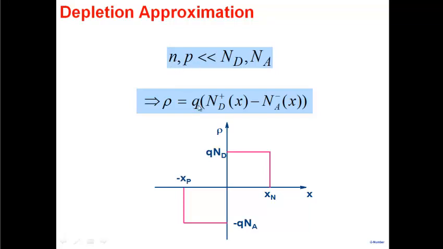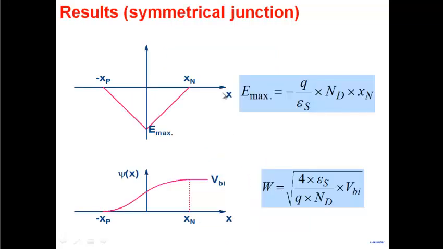And then rho simply becomes equal to q Nd plus, minus Na minus. So if I'm looking at the N side, I only have doping, so it becomes q Nd. If I'm looking at the P side, then I have only Na, and it becomes minus q Na. So that's the approximation that we end up with, assuming n and p are much smaller than Nd and Na.